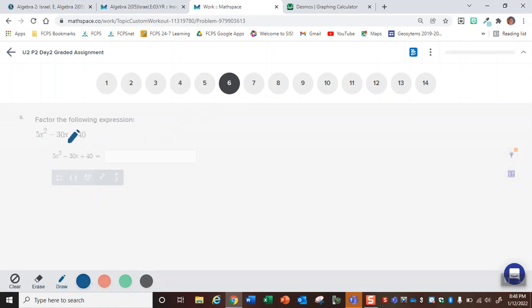All right, now this is just a regular old trinomial, okay? I'm going to do my X-man. All right, I'll do my A times C. So 5 times 40 is going to give me 200. All right, and then I've got B in the middle, so that's negative 30.